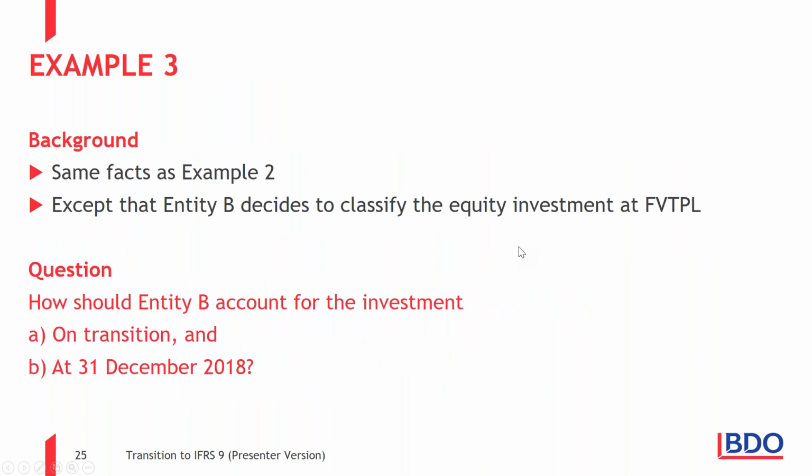Now, in example 3, we use the same facts as example 2, but we change one thing, and that is we now decide that when we adopt IFRS 9, we're going to classify the equity investments at fair value through profit and loss. So the same question really: how should we account for the investment on transition, and how should we account for the investment on 31 December 2018, the end of that first year?